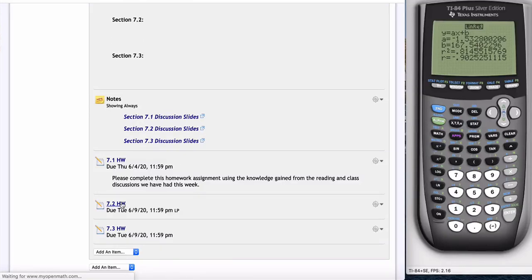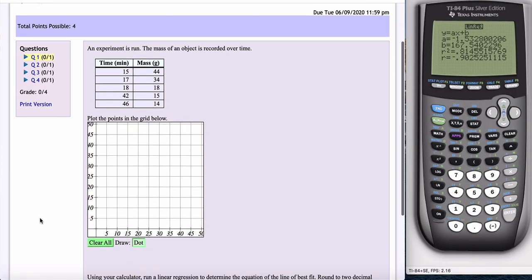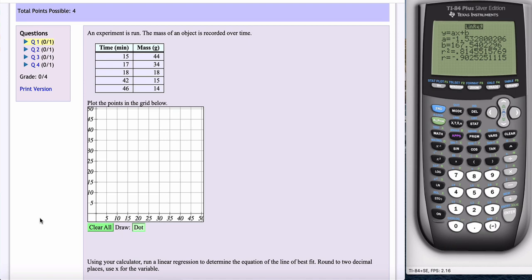Here's a 7.2 homework assignment where we get into the LSR line. The idea for this problem, I don't know if it's a great one. There's a lot of limits to what you can do with online homework. So for example, it's hard for me to tell you to make a scatter plot. This problem tries to get you to make a scatter plot.